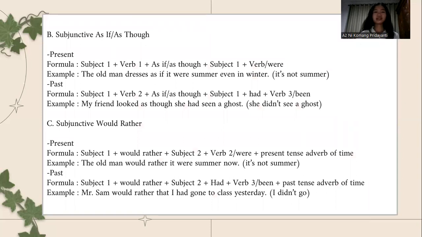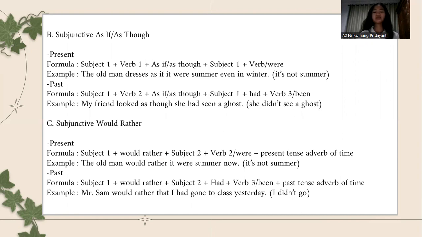And then subjunctive as if or as though. For the present, the formula is subject 1 plus verb 1 plus as if or as though plus subject 2 plus verb 2 or were. The example, the old man dressed as if it were summer even in winter. And then the past, the formula is subject 1 plus verb 2 plus as if or as though plus subject 2 plus had plus verb 3 or been. For example, my friend looked as though she had seen a ghost.